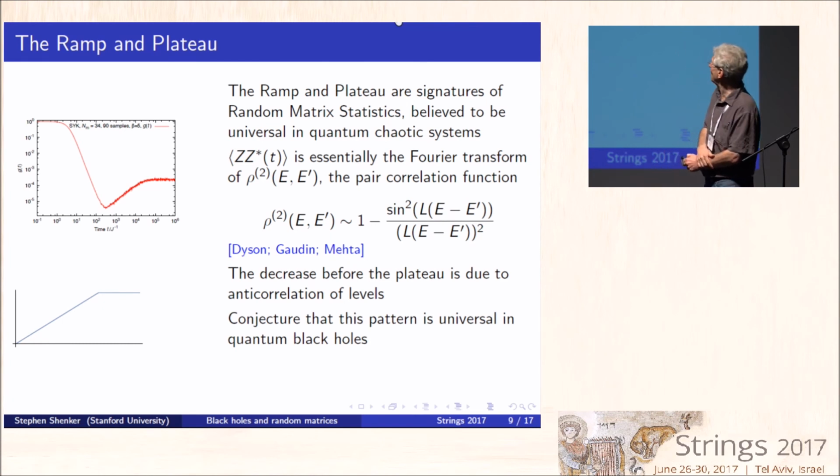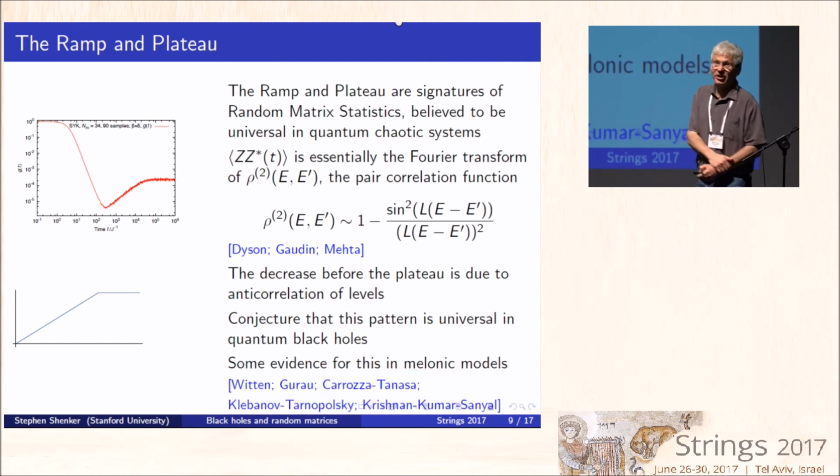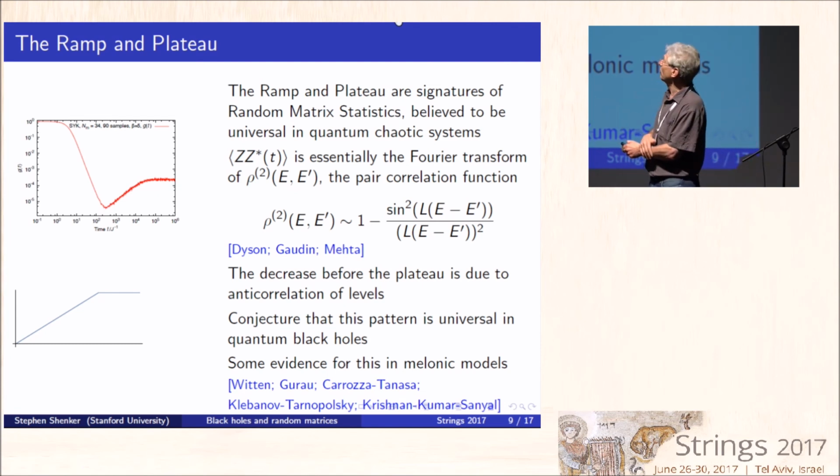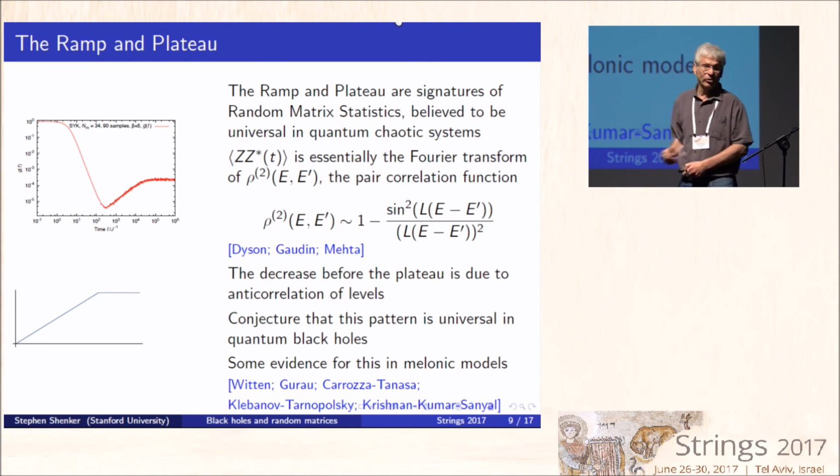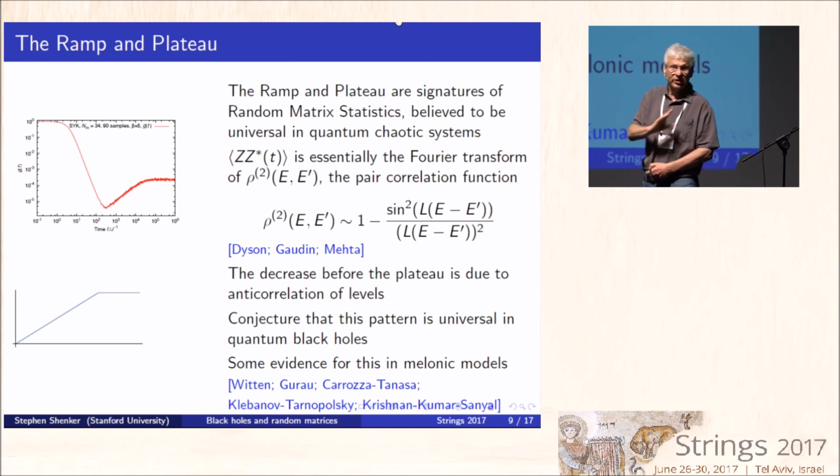We conjecture that this pattern is universal for quantum black holes. There's some kind of non-universal gravitational pattern here, and then when it goes away, the next thing you see is this random matrix behavior. There's a bit of evidence for this in these melonic models. These models at leading order in large N have the same behavior as SYK, but at subleading orders differ. In particular, there's no randomness in the Hamiltonian.